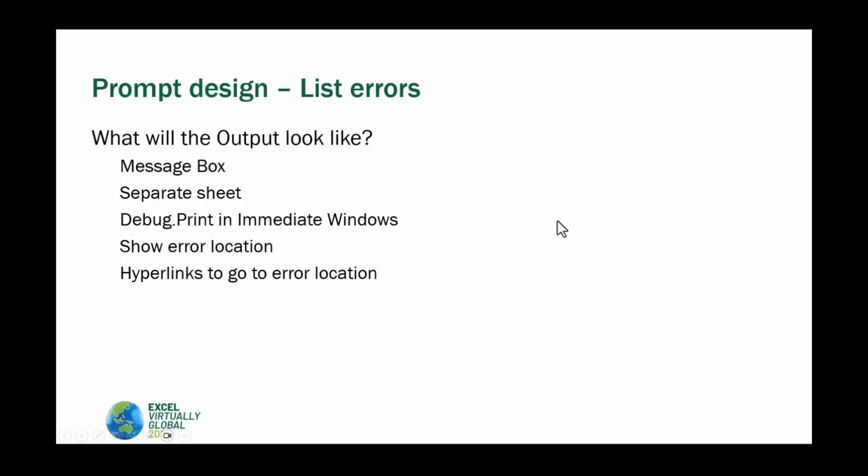So we will design the first prompt for this macro, list the errors. Before you design the prompt, you need to imagine what the output would look like. Would you like this macro to show all the errors in a message box? Do you want this macro to put all the errors in a separate sheet? Or do you just want it in the immediate window, where you use the Debug.Print command in VBA code? Or do you want it to show the error location? Or do you want it to have a link that allows you to click and go to that error location?